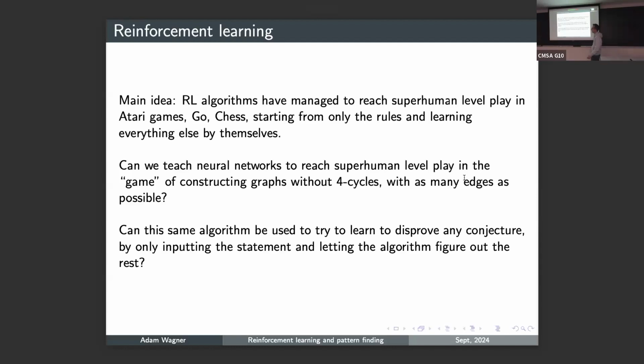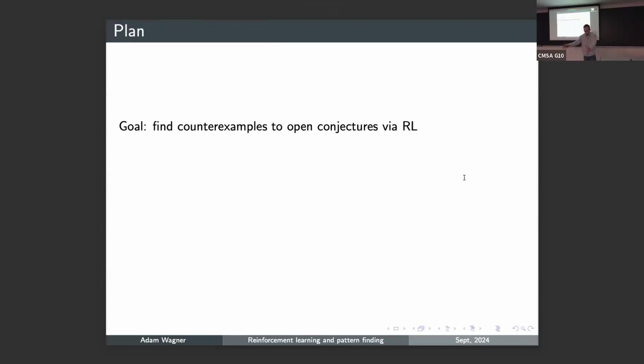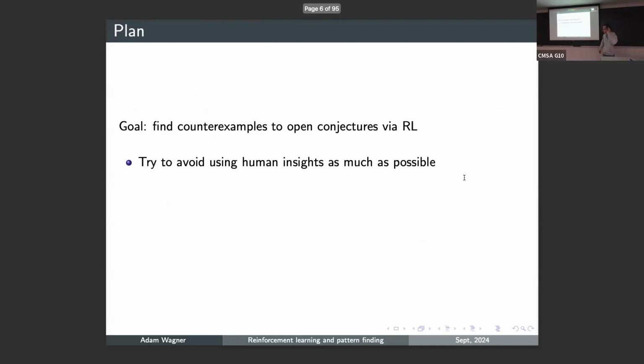In this particular game, we could evaluate how well the player is doing by giving a reward function that could be something like: you get 1 point for each edge you included, and you get a penalty of 100 points if you included a cycle of length four. Then you want to maximize this score. That's the idea. We are going to try to take open conjectures and use this method to find counterexamples to them. Now, this goal is still very vague, very wishy-washy, so let's be more precise. In this experiment that I will first present to you, we're going to try to do everything without using any human insights at all.